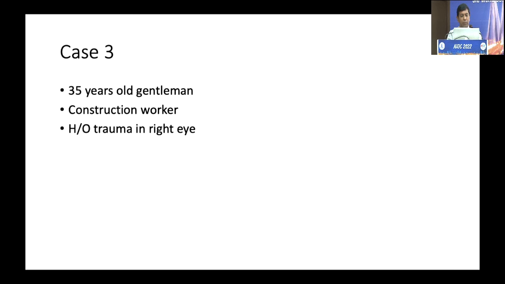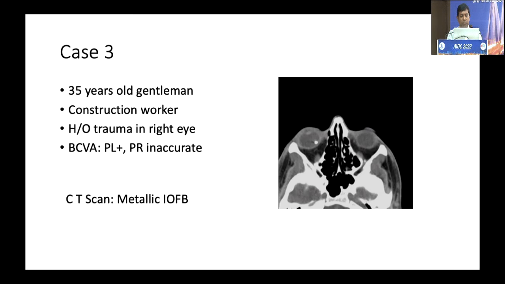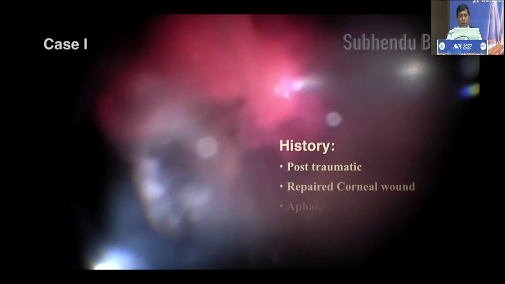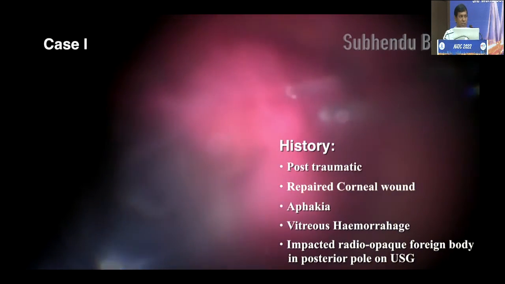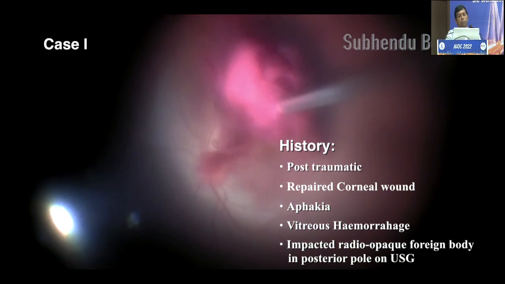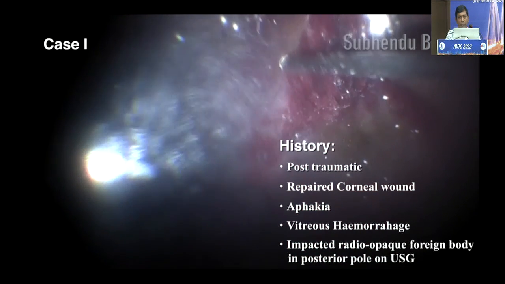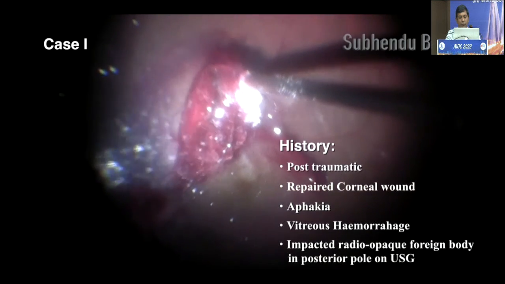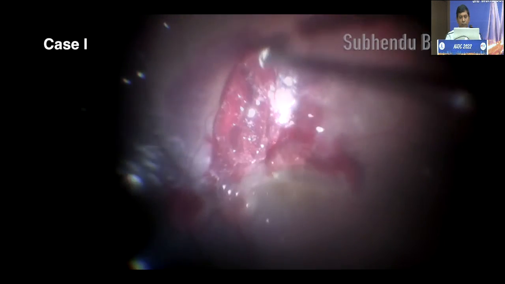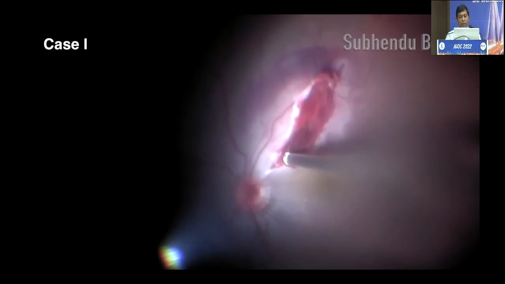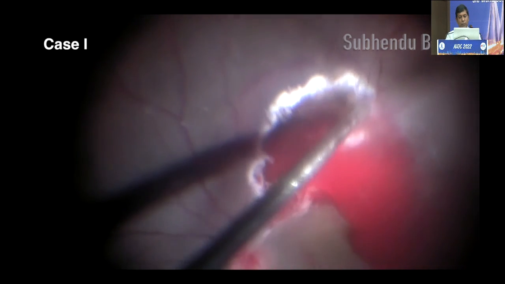We'll come to case number three. Here is an intraocular metallic foreign body. This surgery has been done by another co-instructor who had just spoken before me, Dr. Subhendu Baral. Again, there's a huge amount of vitreous hemorrhage which was cleared. The site of impaction has been approached now. This is very near to the fovea.